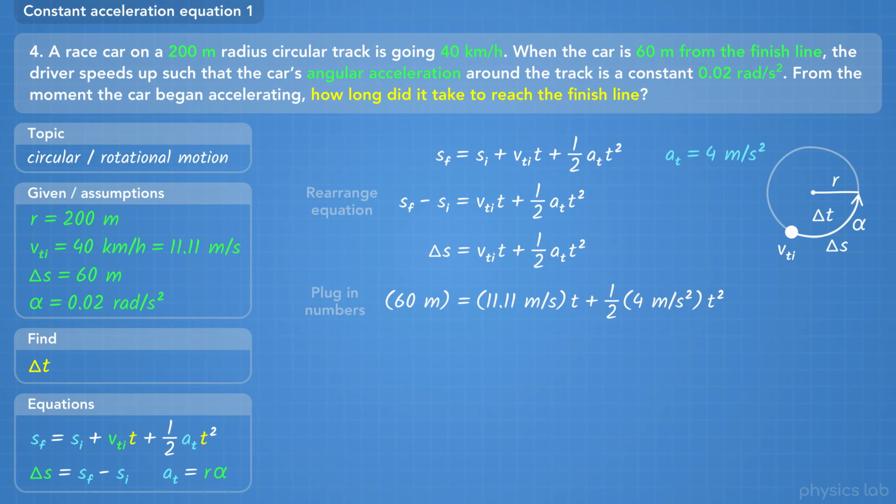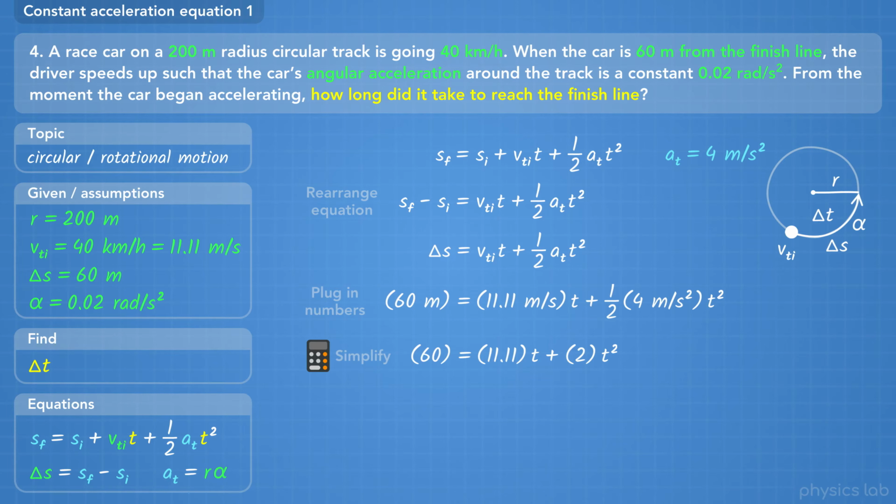Okay, now let's plug in all of the numbers we have. 60 meters for the displacement, delta s, 11.11 meters per second for the initial tangential velocity, and 4 meters per second squared for the tangential acceleration. We can simplify the numbers on the right by multiplying 1/2 times the 4 meters per second squared. Also, since we can see that we've kept track of our units so far, and everything is in SI units, let's drop the units to make things easier to write. We end up with this equation: 60 equals 11.11 t plus 2t squared, where the thing we're trying to find, t, is the only unknown variable. So it is solvable, but not using the normal steps because we can't isolate t.